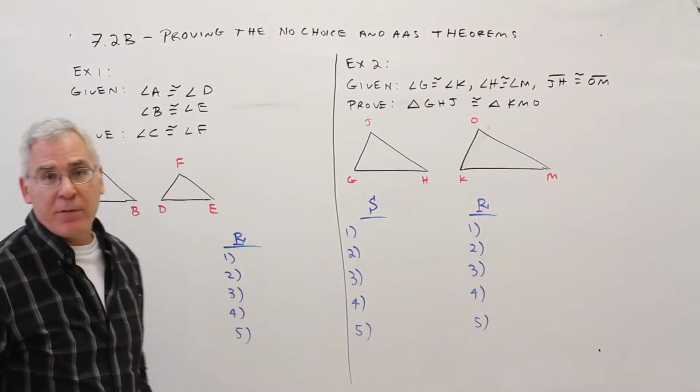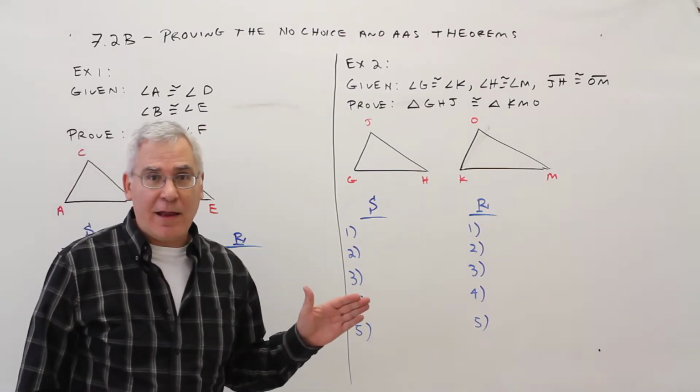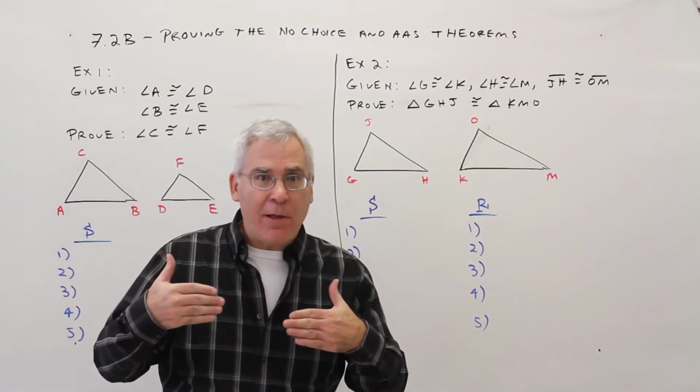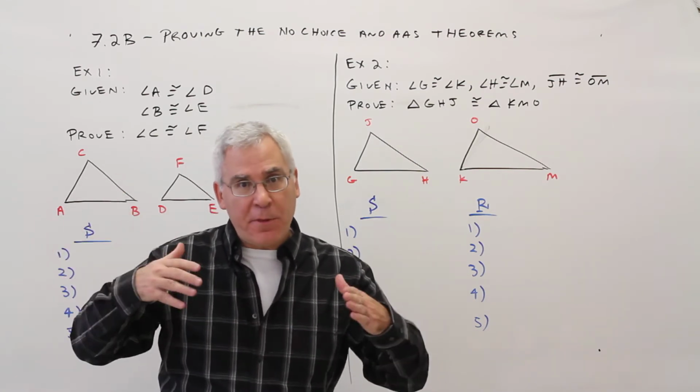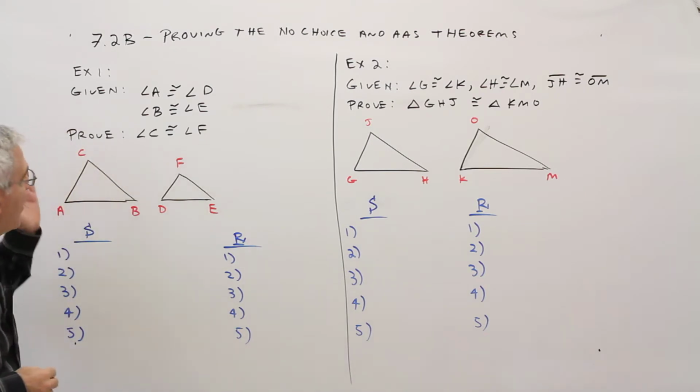Welcome to video 7.2b, proving the no choice and angle angle side theorems. So once again, you can't use the theorem to prove itself. We'll use other logic to prove the theorems, and then we'll be good for the rest of our lives to use them. All right, example 1.